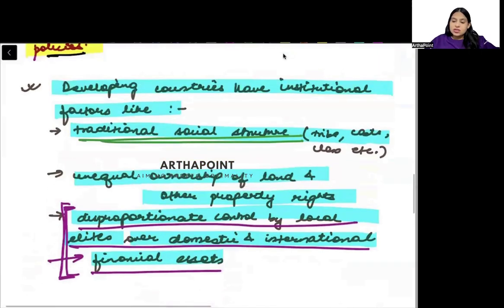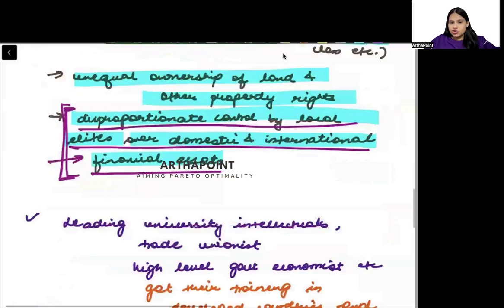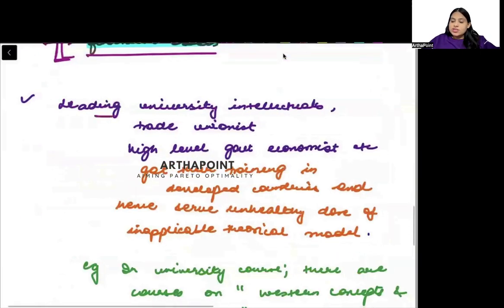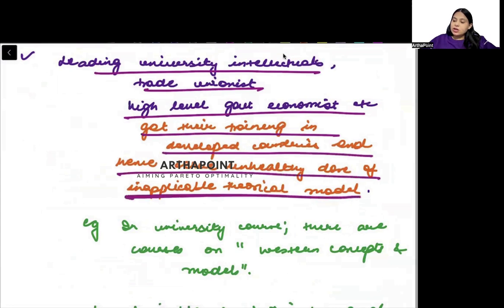So because of these things, because developing countries have a very different kind of environment, therefore they cannot use the strategies used by developed countries. जो developed country ने use किया वो same आप use नहीं कर सकते हो. You cannot use the same strategies. Leading university intellectuals, trade unionists, high-level government economists, etc., got their training in the developed country and hence serve an unhealthy dose of inapplicable theoretical models.